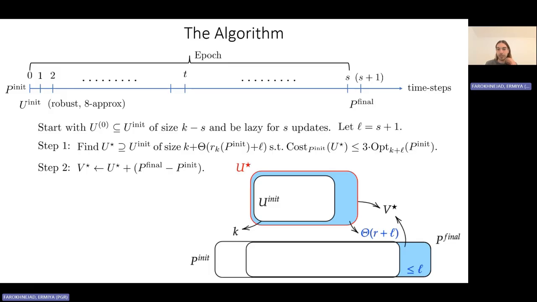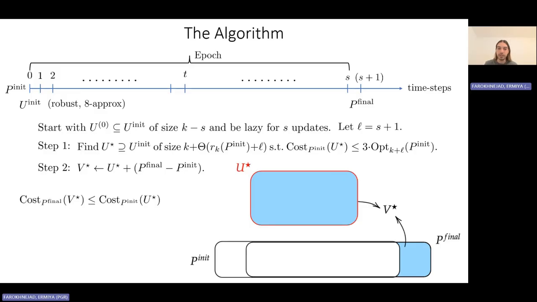This is because we don't want any new point to incur any new cost to the solution. So currently we have a solution V star which looks like this. And what is the cost of V star? Well, the cost of V star in this final space is at most going to be the cost of U star in the initial space because we have inserted all of the new points as new centers. This is the lazy update lemma.